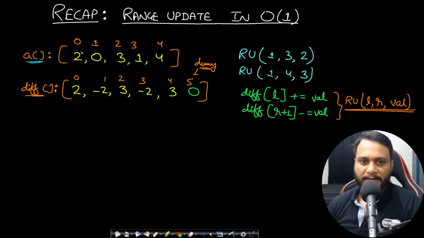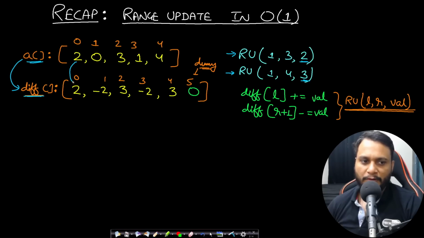So given an array, I have taken 5 items. I want to do the range update from, let's say, 1 to 3 with the value 2, and I want to do range update from 1 to 4 with the value 3. You can take a positive update, you can take a negative update as well. It's not a problem.